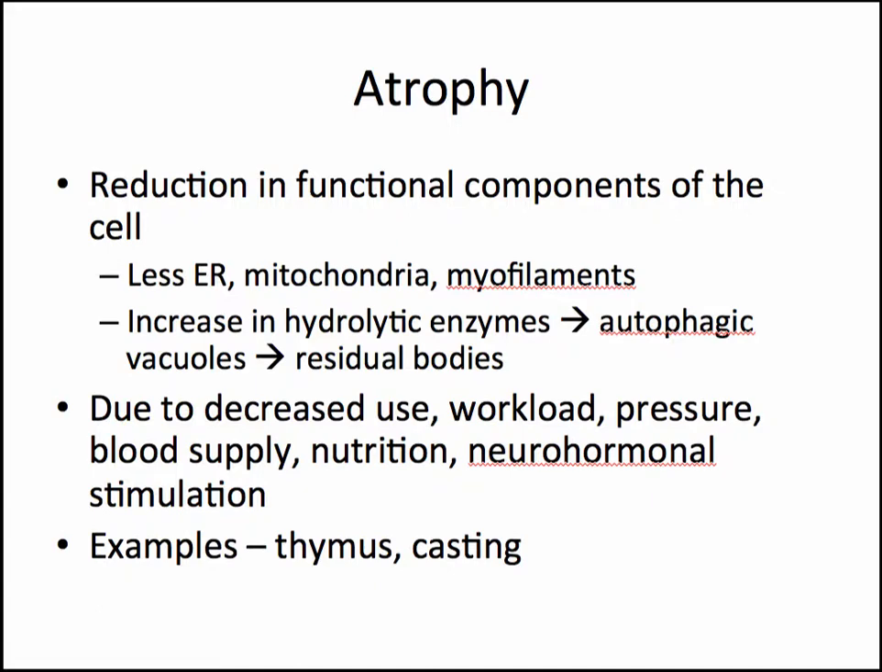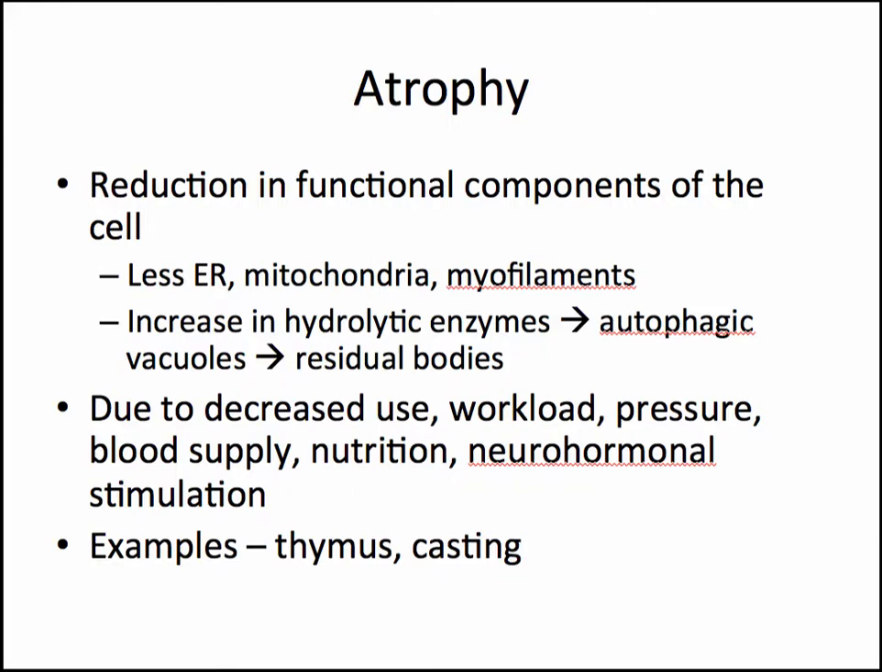Atrophy is a reduction in the functional components of the cell. For example, the cell will contain less endoplasmic reticula, mitochondria, and myofilaments. There will be an increase in hydrolytic enzymes that cluster in what's referred to as autophagic vacuoles. This functions like a trash can in the cell. The result of this is the byproduct of residual bodies, basically leftover trash.